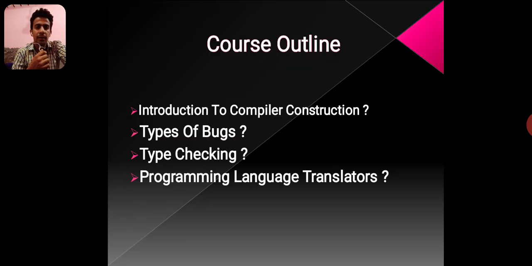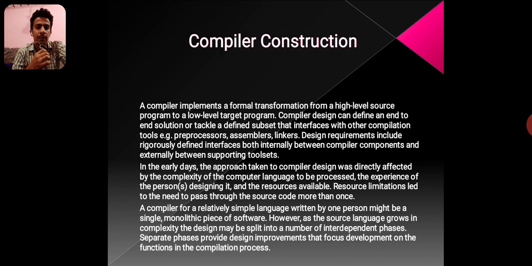Course outline: Introduction to compiler construction, types of bugs, type checking, programming language, translator. Compiler construction. A compiler implements a formal transformation from a high-level source program to a low-level target program. Compiler design can define an end-to-end solution or tackle a defined subset. Data interface with other compilation tools.